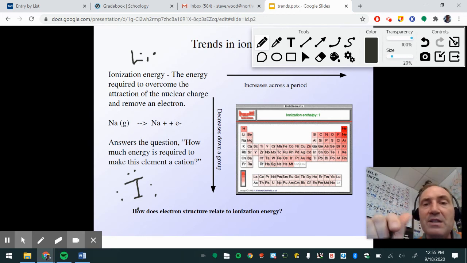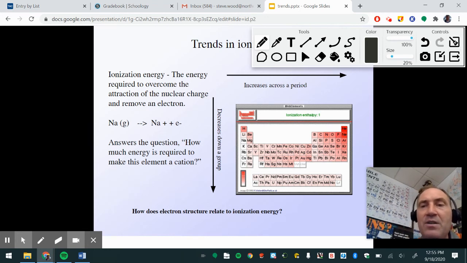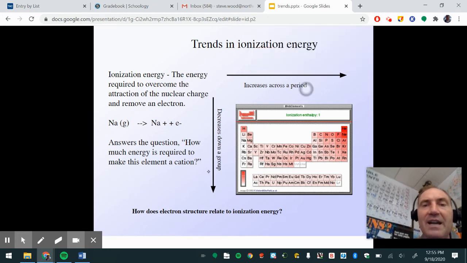Okay, so as you go across the period, it increases. And as you go down a group, it decreases. All right, so we're going to talk about why here, and understanding that. So why does it decrease as you go down a group?